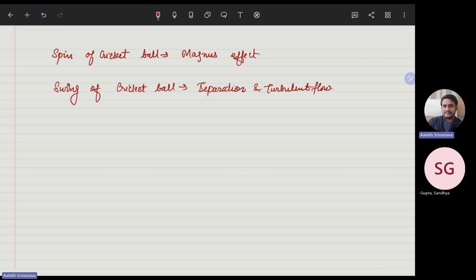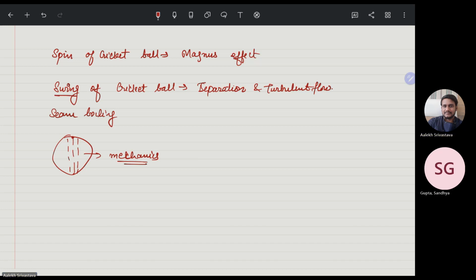That is the difference between how the swing will happen and how the spin will happen. And there is another term called seam bowling. Seam bowling means your ball will go in this way, at the same position. It hits the ground, and because of the seam, it will deflect left or right. So this is from the mechanics side. It will go left or right depending on what seam angle it lands. But swing mainly happens because of this separation and turbulent flow.